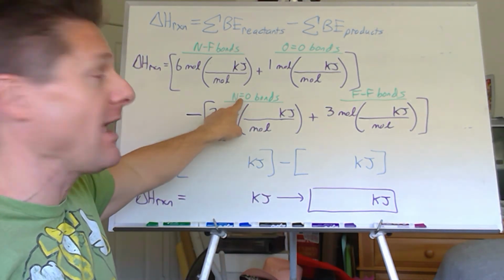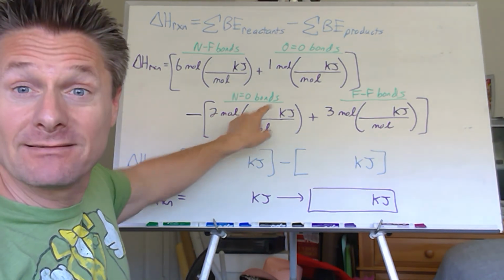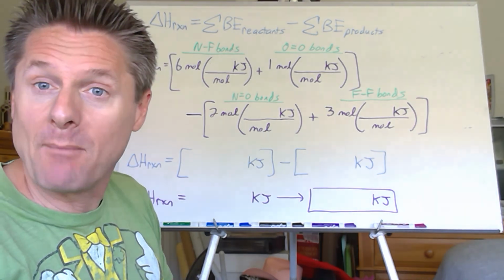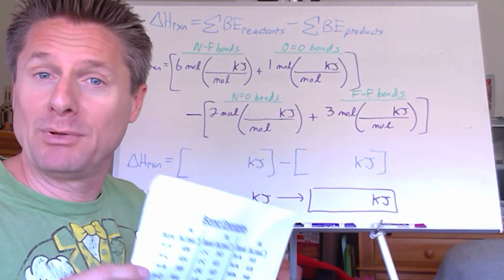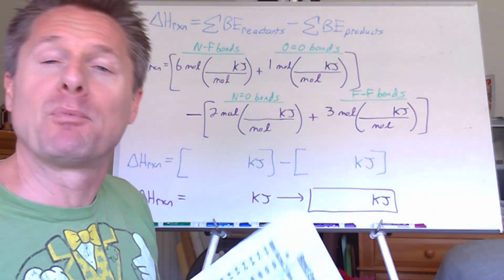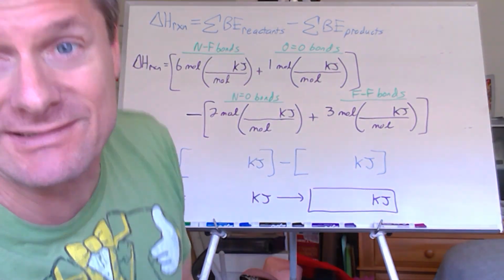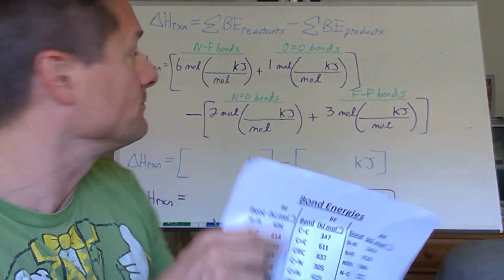So we had 2 moles of NO double bonds. Let's find that, kilojoules per mole. And 3 moles of fluorine single bonds. Let's look that one up. Now, this table is nowhere near complete, so if something's not on the table, I will provide that. I'm not going to write everything on there. I'll provide it on a quiz or exam where you can look it up.